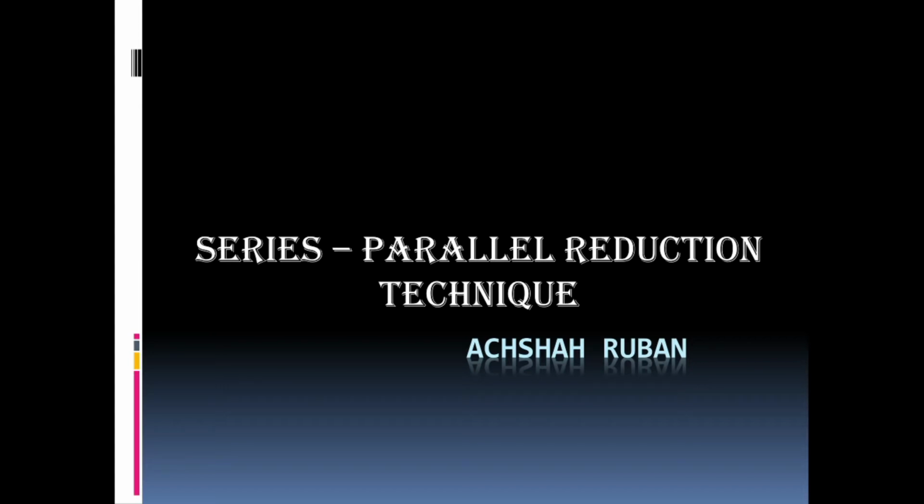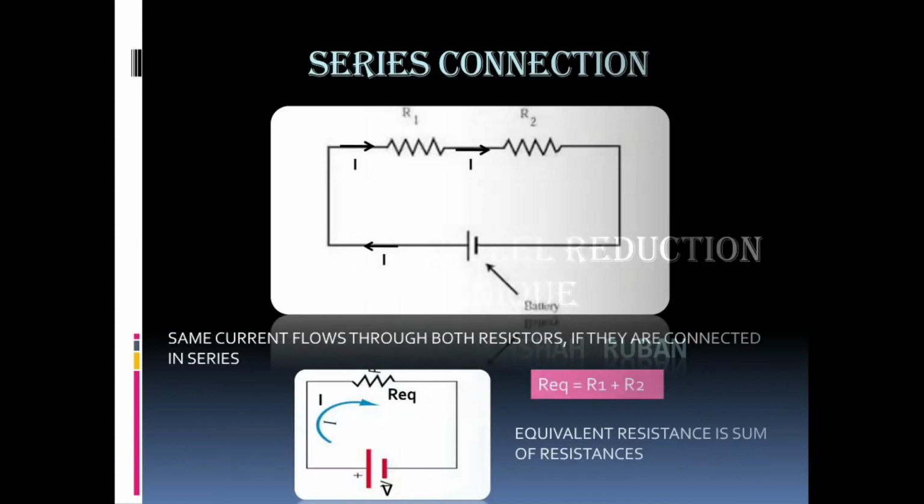I'm Aksha Rubin. So in today's video, we're going to learn the series parallel reduction technique. To begin with, let's start with series connection. In the diagram, you can see there's a battery and there's a current I flowing from the battery. The same current I flows through the resistances R1 and R2. So if the same current flows through both the elements, then they're connected in series.